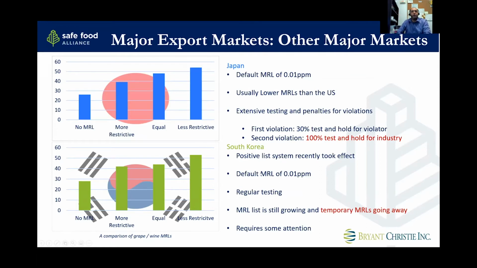South Korea is another one to keep a look at. They've just recently, in the last couple of years, been implementing their own new positive list system. They do still have a default MRL of 10 parts per billion, and they've been working really hard. But the MRL list isn't quite as complete as we might like it to be. And a lot of the temporary MRLs that they had set while they were making this change are going away. So it's kind of a dynamic situation that if you're sending things to South Korea, you really need to keep on top of.